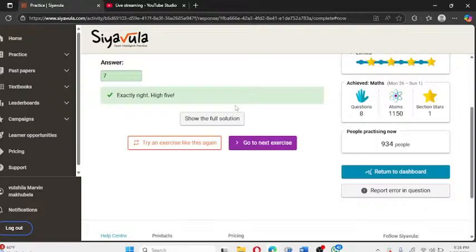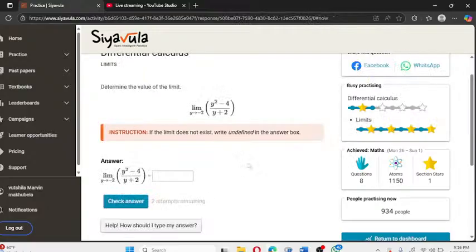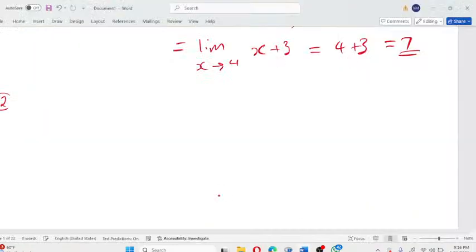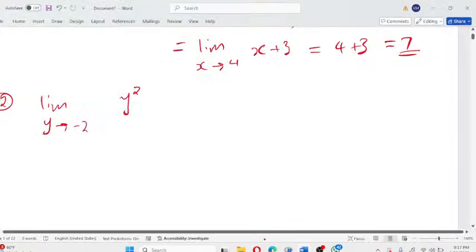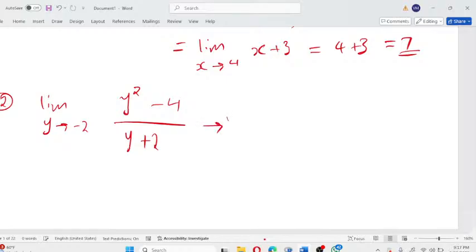Our next question, we are given the limit as y approaches negative 2. Okay, let me write it down. So question 2: we are given the limit as y approaches negative 2 of y squared minus 4 divided by y plus 2. So this one is the same thing. You need to say the limit as y approaches negative 2.